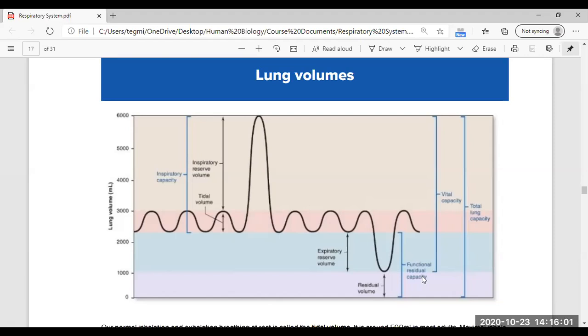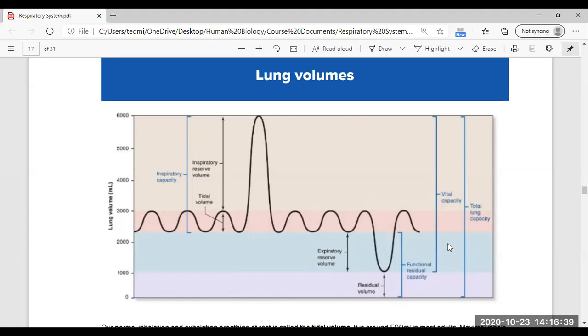Now, look at the colors. We have dark gray, pinkish, light bluish, and a regular gray color. The dark gray is the inspiratory reserve volume, the pinkish color is the tidal volume, the light blue color is the expiratory reserve volume, and the regular or light gray is residual volume.